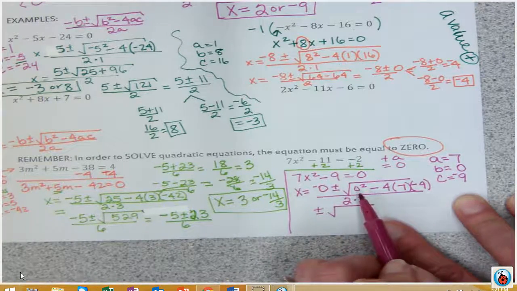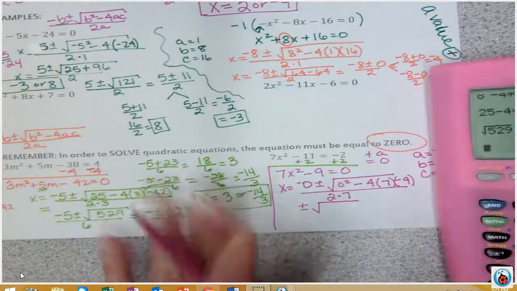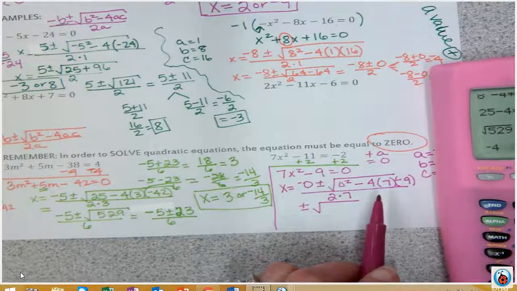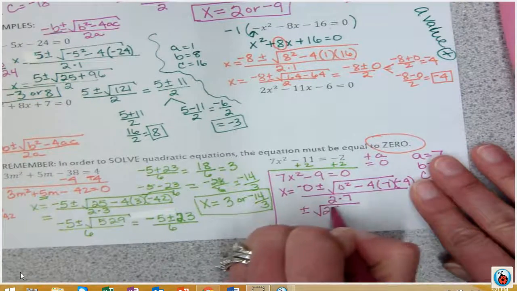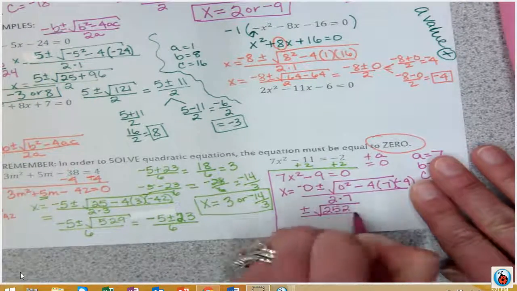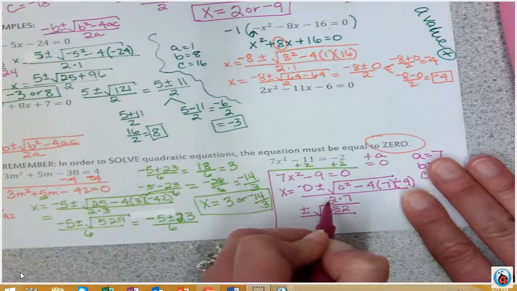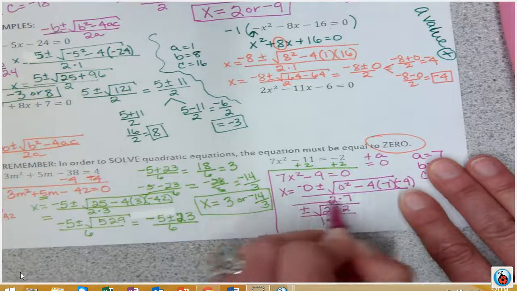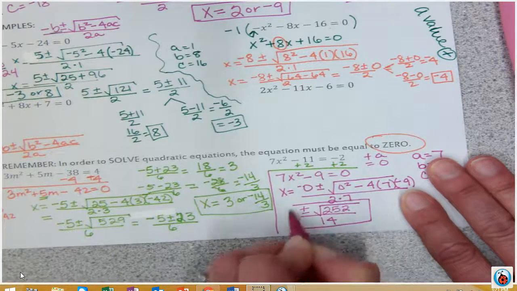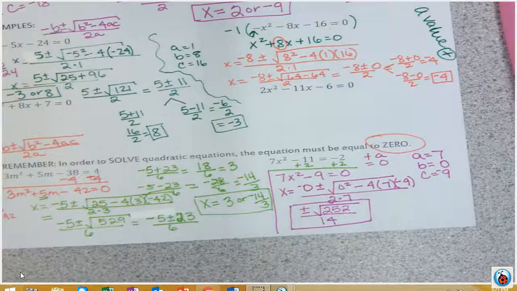0 squared is 0. Negative 4 times 7 times negative 9 is 252. Over 2 times 7 is 14. So here is what I'm left with. Now, this is something that can be simplified further.